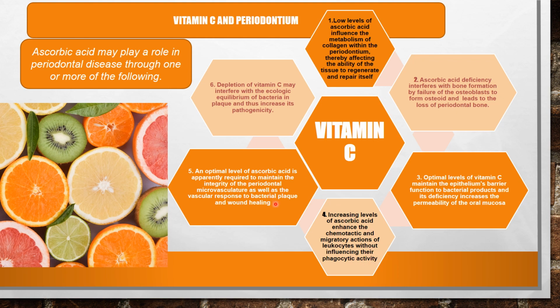The fifth role is that an optimal level is required to maintain the integrity of periodontal microvasculature as well as the vascular response to bacterial plaque and wound healing. So if there is a decreased amount of ascorbic acid, there will be decreased maintenance of the integrity of periodontal microvasculature, decreased response to bacterial plaque, and decreased wound healing. The sixth one is that depletion of vitamin C may interfere with the ecological equilibrium of the bacterial plaque, and thus increase its pathogenicity. So these are the 6 roles.